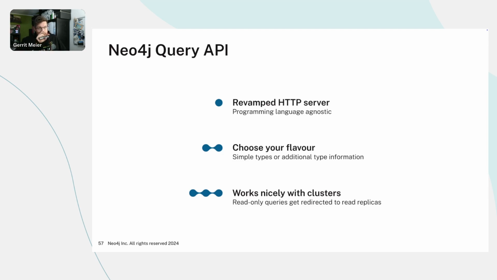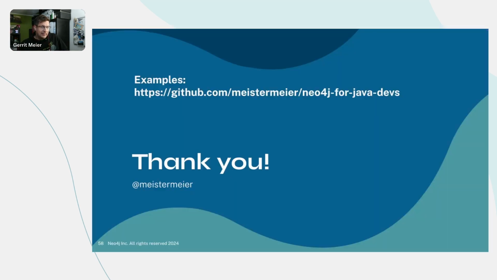And the new Neo4j Query API also has the feature that it behaves nicely in clusters. So if you say my intention for this query is a read-only query, it will go through the read replicas, and not always to the writer node. And that's it. I don't know if there are any questions.